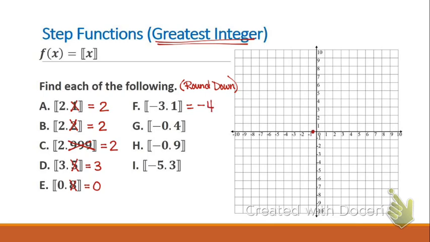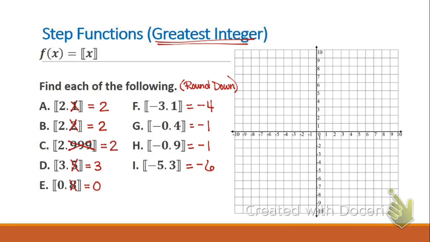Negative 0.4, that would be about right here. This is going to round down to the greatest integer. So that's going to round down to negative 1. Negative 0.9 is also going to round down to negative 1. And negative 5.3 is going to round down to negative 6.